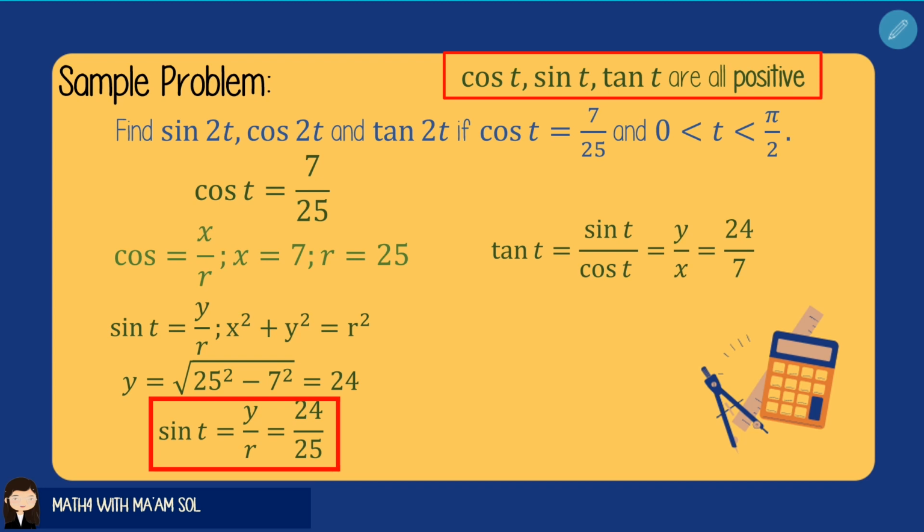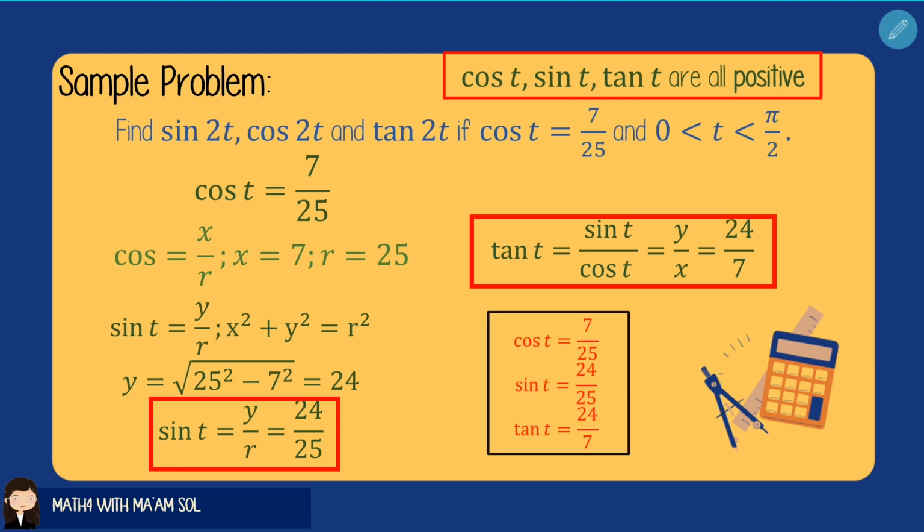For easier reference, let's write our values for cosine t, sine t, and tangent t in one table. I suggest that you do this too whenever you're solving problems, so you don't get confused. An organized solution also never hurts. So we write cosine t is equal to 7 over 25, sine t is equal to 24 over 25, and tangent t is equal to 24 over 7.